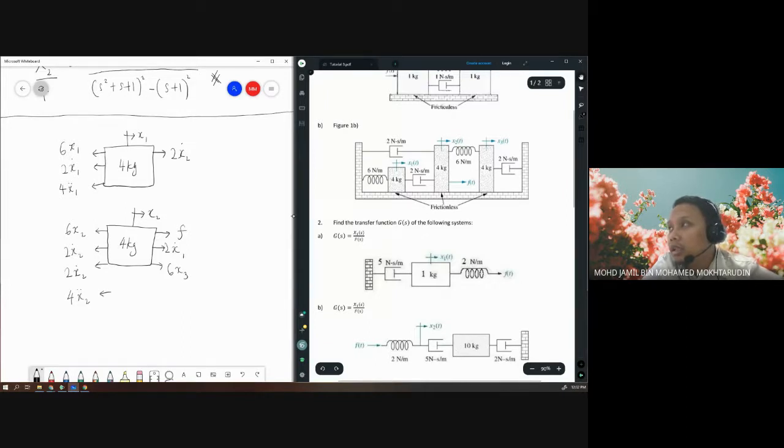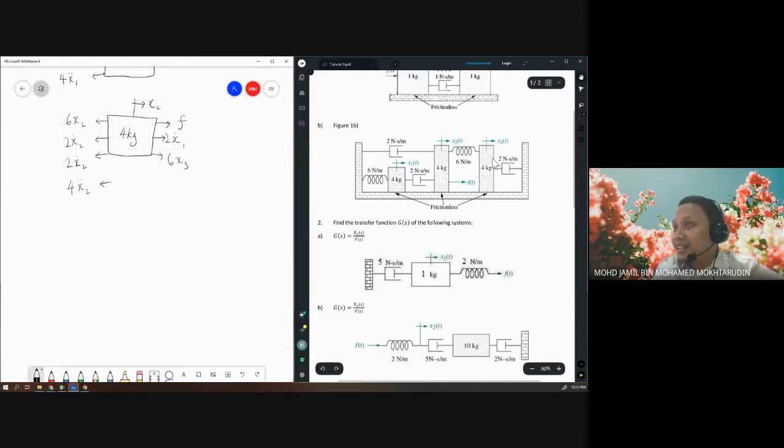Tapi spring ni dia connected dengan X2 dengan X3. So kita ada 6X2 dan 6X3. Okay, damper ni dia tak connected dengan X3. So dia connected dengan X1. Dan damper yang kat atas ni dia connected dengan dinding. So dinding tak bergerak. So tak ada degree of motion, tak ada forces from another degree of freedom. So only damper connected to X1 and the spring connected to X3. Faham kot, okay?